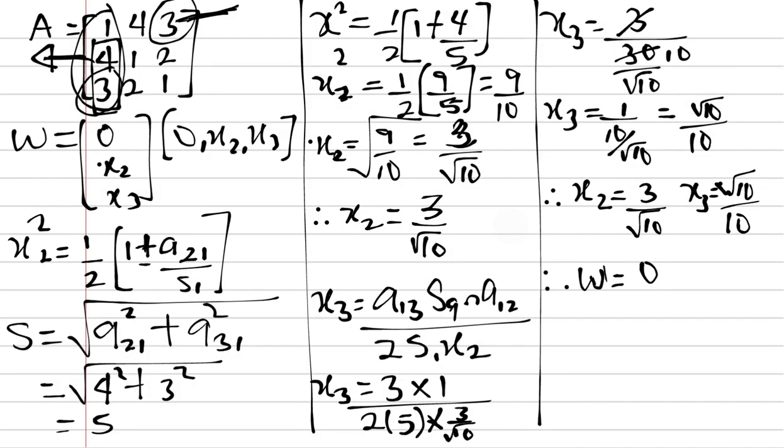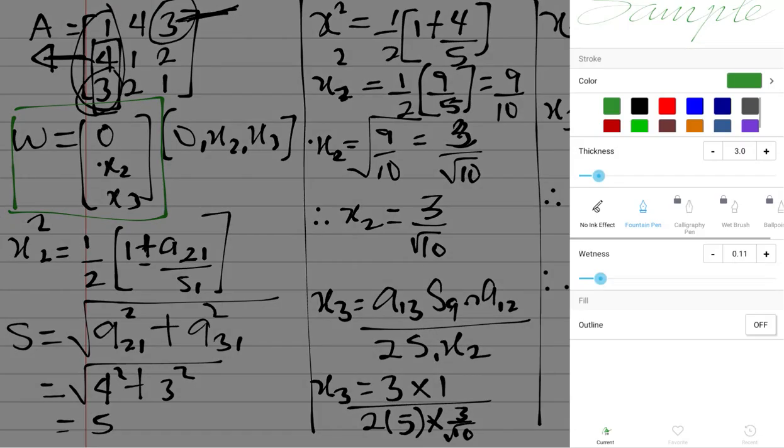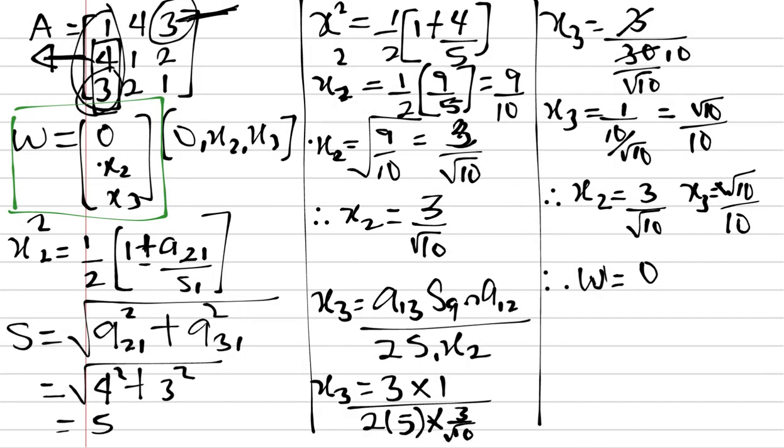Don't forget your w is of this form. Are you seeing that now? So you want to form that value now. So that will be 0. Are you seeing that? So that's 0. What's your x2 now? x2 is 3 over root 10. Then x3 is root 10 over 10. Are you seeing that now? So this is the value of your w now.